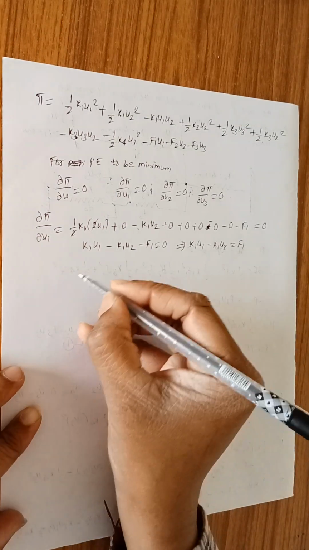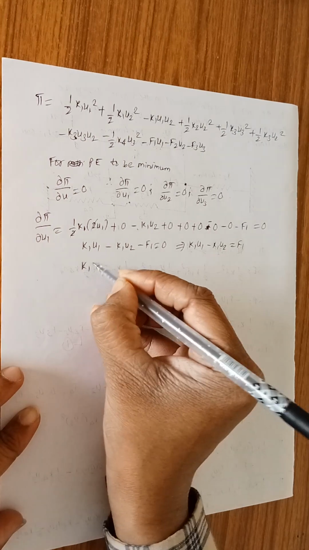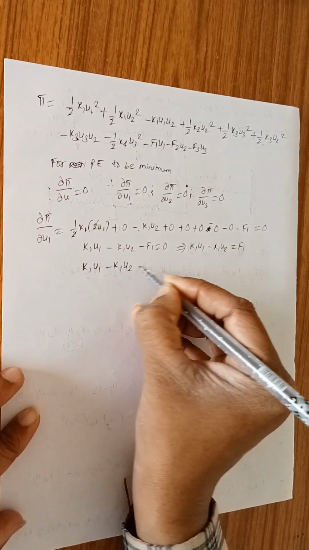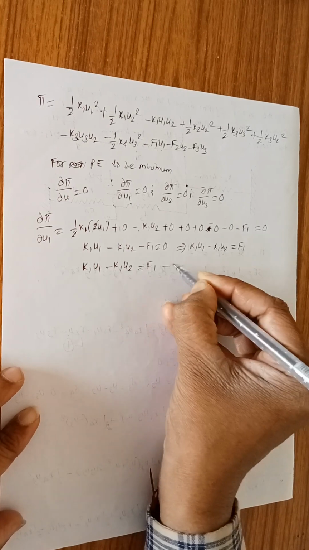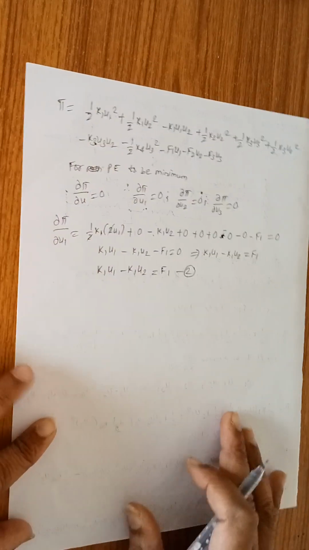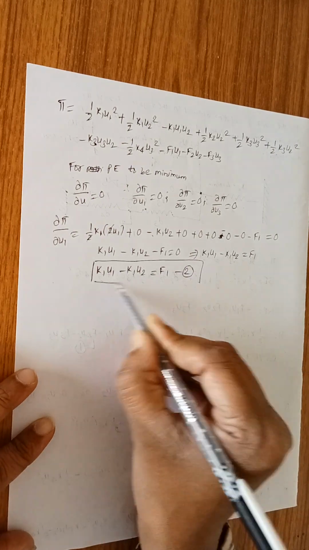Okay, next let's try to do dou pi by dou u2. Before that, let me try to write this final equation, that is k1 u1 minus k1 u2 equal to f1. So this one let me consider as equation number 2, because already we have considered this as equation number 1. Now, let me even highlight this answer, because at the end it will be very, very helpful for us.